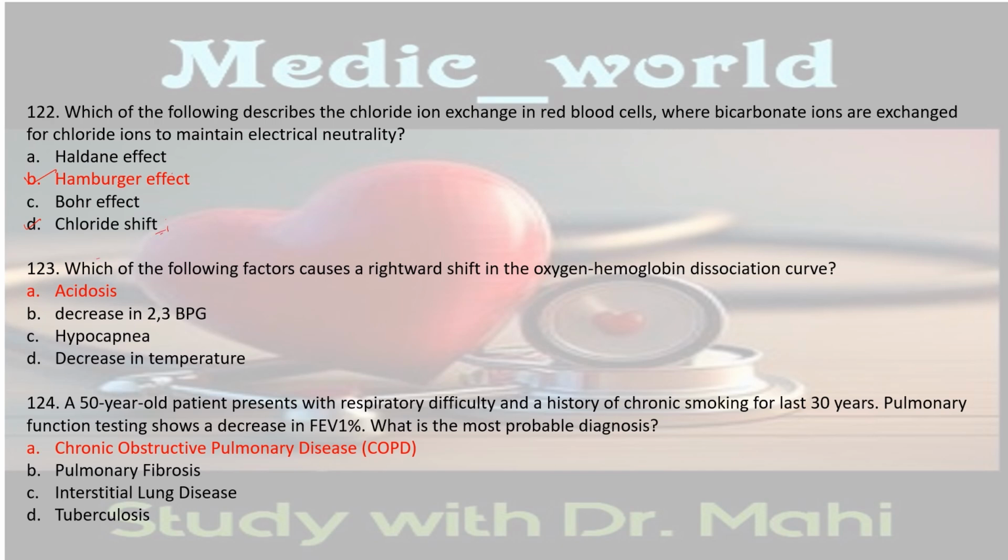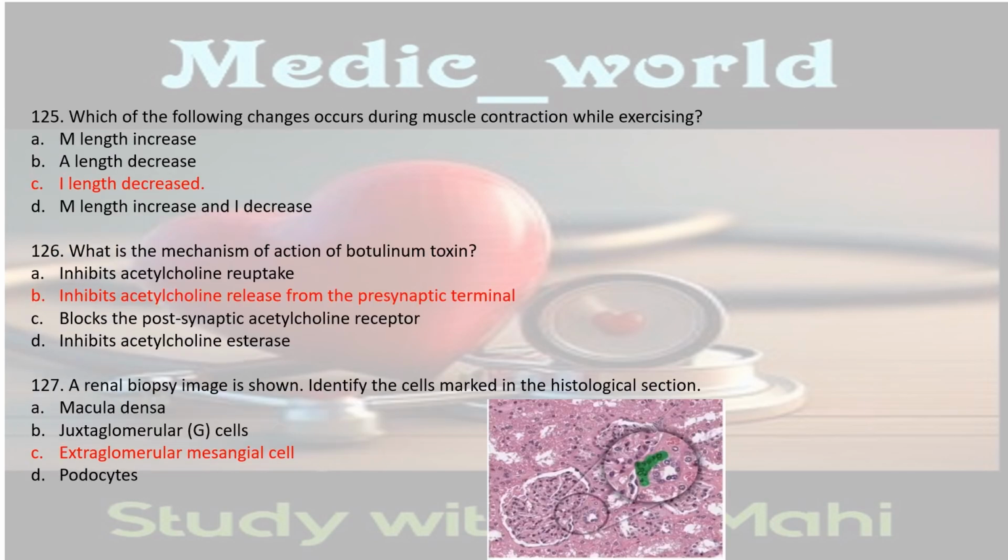Which of the following factors causes the rightward shift in the oxygen hemoglobin dissociation curve? The answer is acidosis. A 50-year-old patient presents with respiratory difficulty and a history of chronic smoking for the last 30 years. Pulmonary function testing shows a decrease in FEV1 percentage. What is the most probable diagnosis? The answer here is COPD, that is chronic obstructive pulmonary disease.